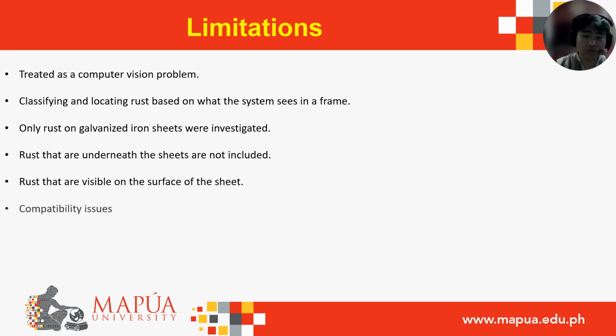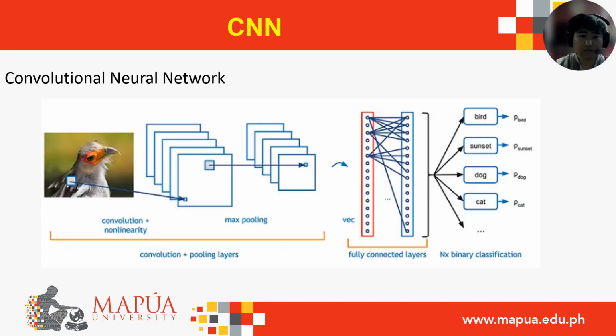The models used for classification and localization had incompatibility issues when used together. However, a linking method with an external Raspberry Pi bypassed the limitations. Now to give an overview of the models used, and the first is CNN.